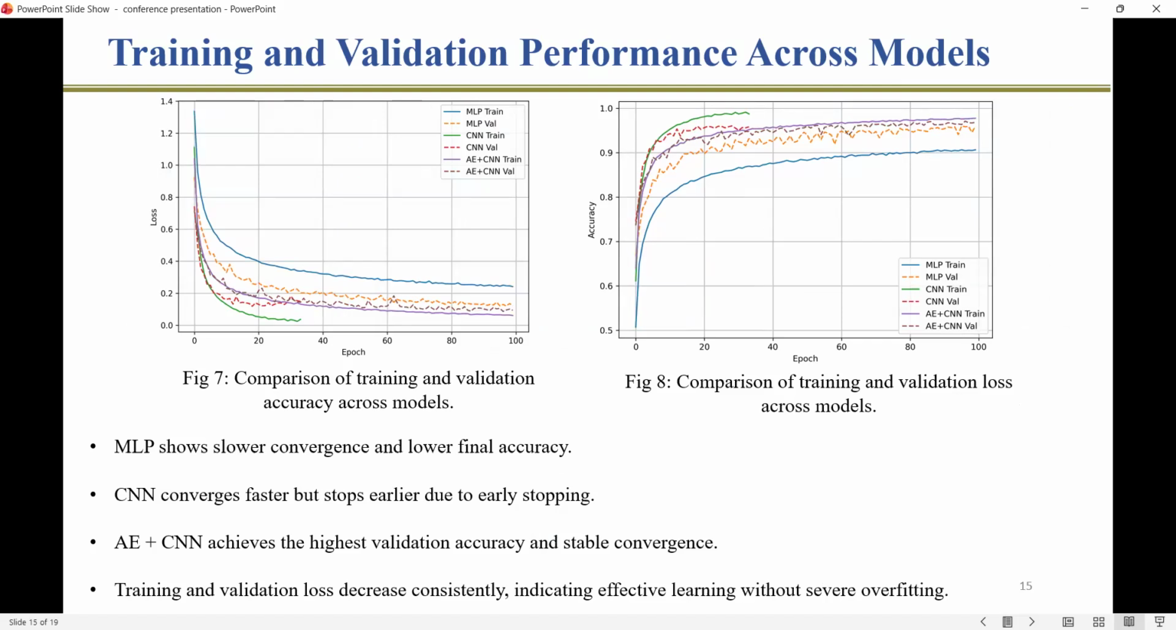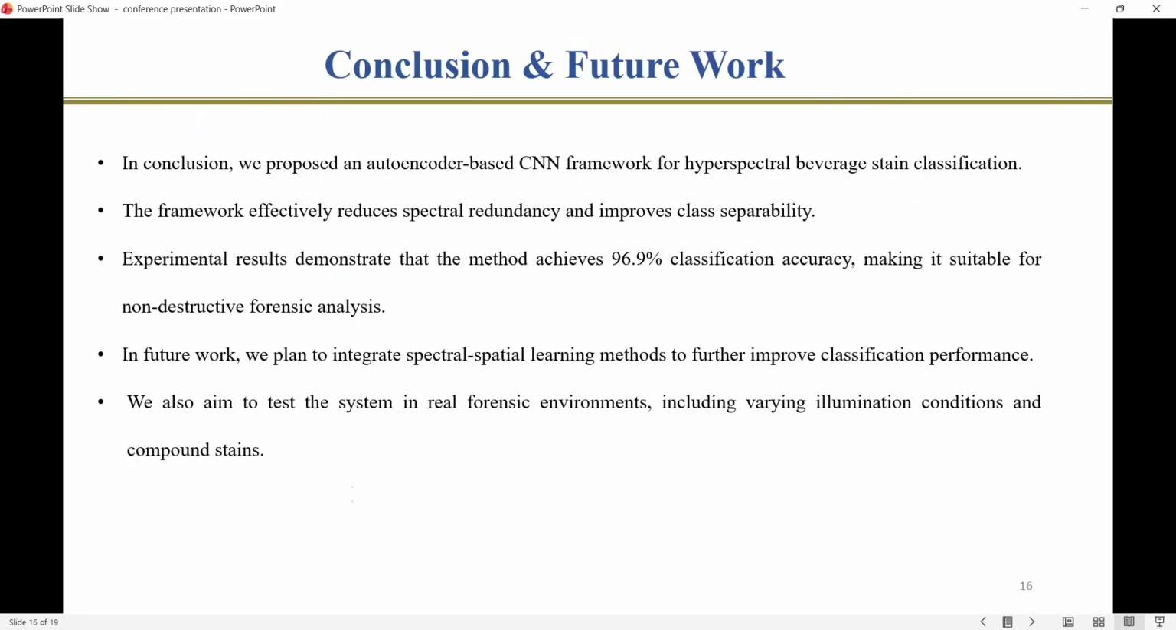And now we talk about the training and validation performance across the models. Here we can see the MLP shows slower convergence and lower final accuracy, and the CNN converges fast but stops earlier due to early stopping. The AE plus CNN, that is our proposed framework, achieves the highest validation accuracy and stable convergence. Training and validation loss decrease consistently, which indicates effective learning without severe overfitting.